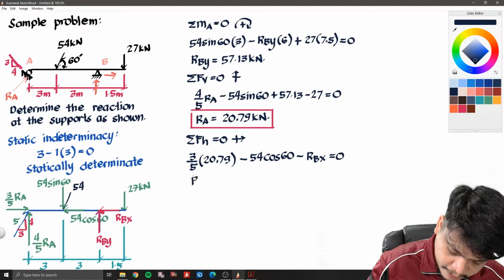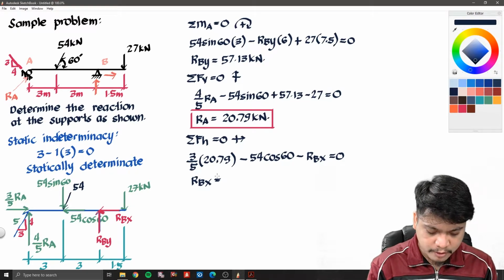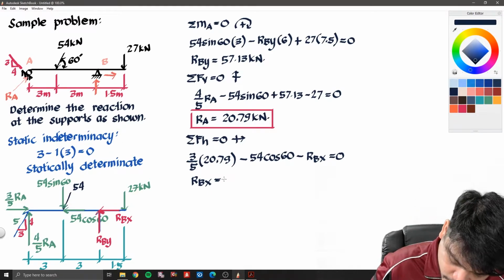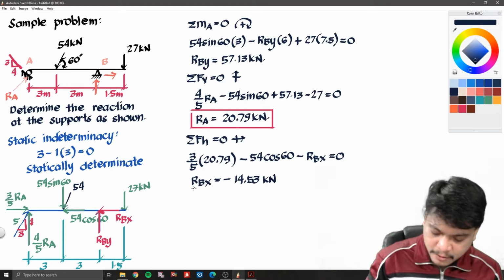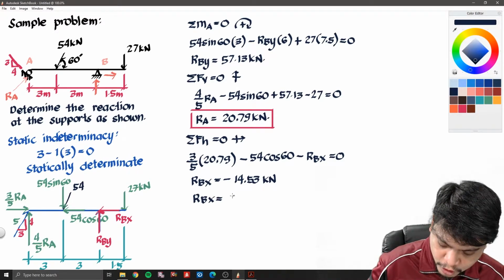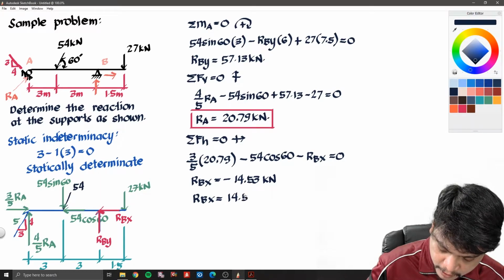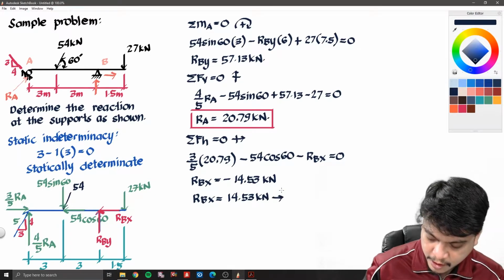So with this, I will now have the RBX. Okay, so my RBX would become equal to 3 all over 5 of 20.79 minus 54 cosine of 60. So, nag-negative siya. So, minus 14.53 kilonewton. So, what does it mean? So, yung RBX ko, yung direction niya, mali. So, it should be 14.53 kilonewton, but the direction is on this direction.